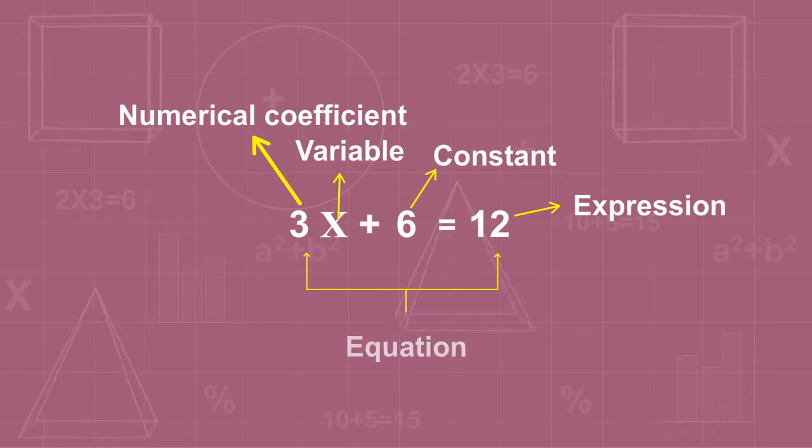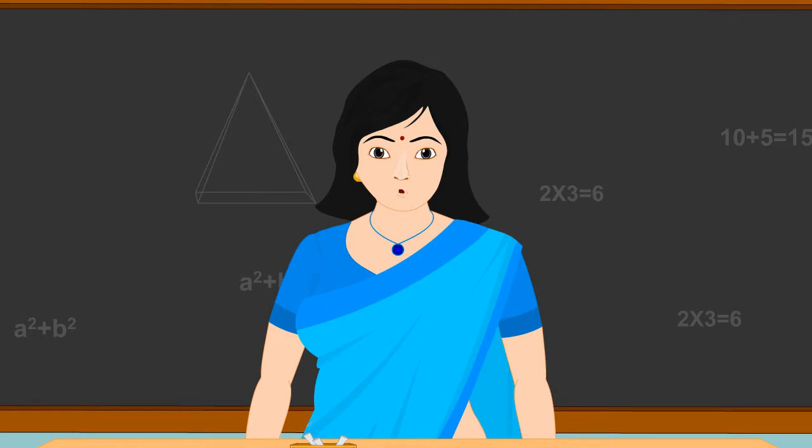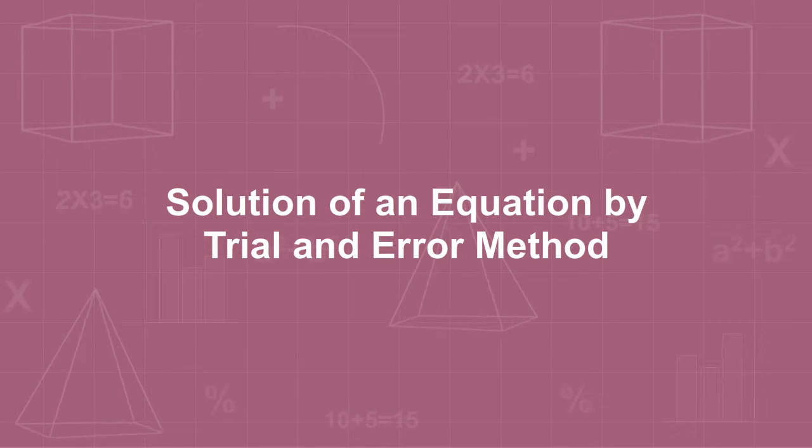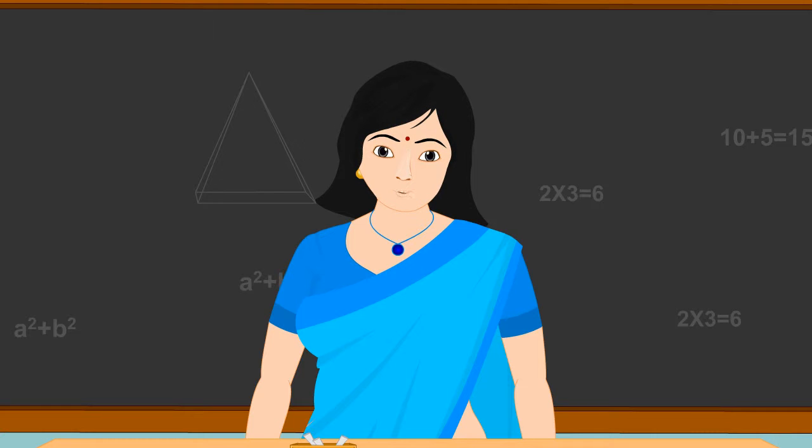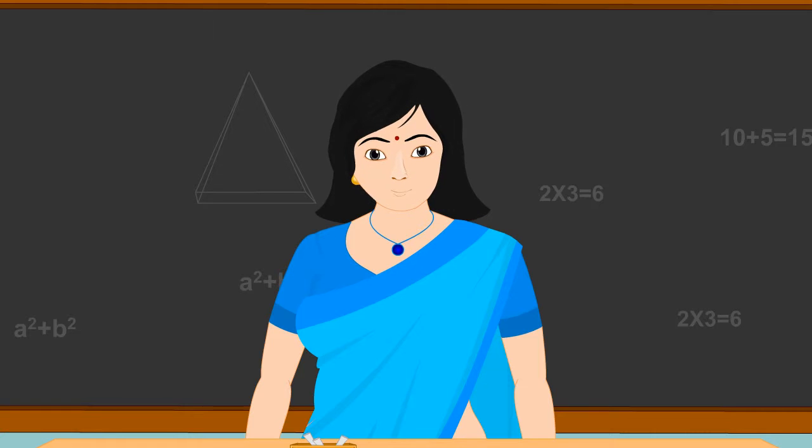Solution of equation by different methods. Students, there are different methods to find the solution of an equation. We will learn them one by one. Solution of equation by the trial and error method. It is the simplest method to find the solution of an equation. To find the solution of an equation by the trial and error method, we follow these basic steps.